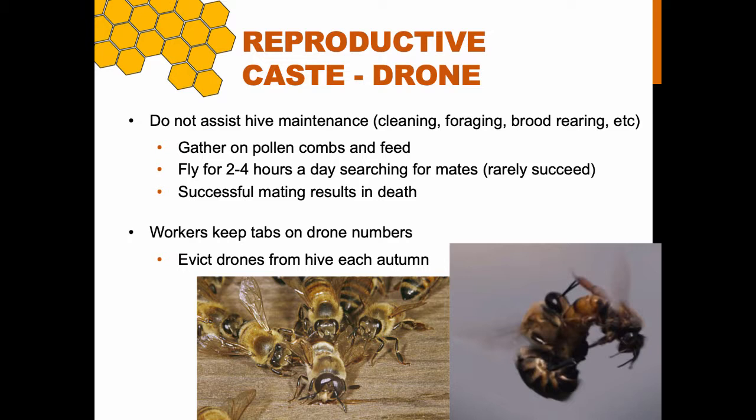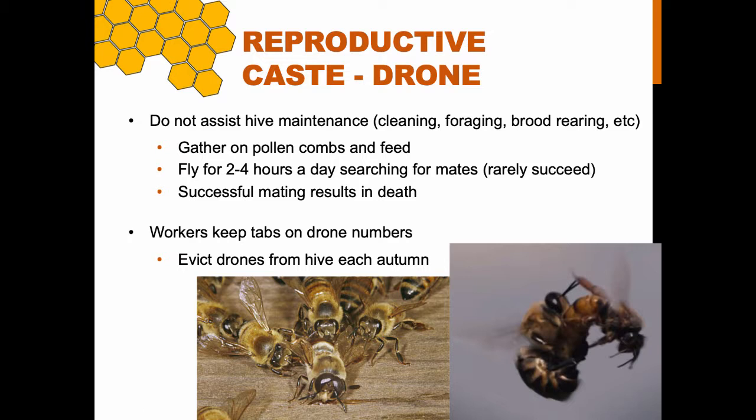And if a drone does ultimately get to fulfill its purpose in life and mate, it promptly dies right after mating because it basically detaches its entire reproductive system during the mating process. So again, here's a slightly clearer picture of a queen and a drone mating in flight, which is typically how it occurs.